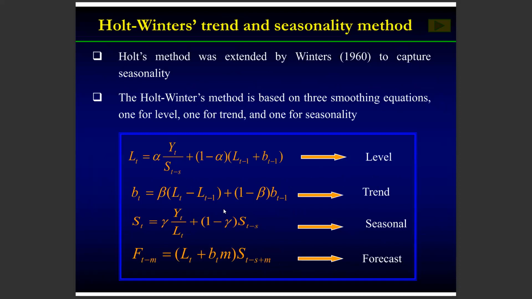The third step is Holt-Winters trend and seasonality method. Holt's method was extended by Winters in 1960 to capture seasonality. The Holt-Winters method is based on three smoothing equations: one for level, one for trend, one for seasonality. You can see this is for the level, this is for the trend, this is for the season. So this forecasting technique has captured more details.